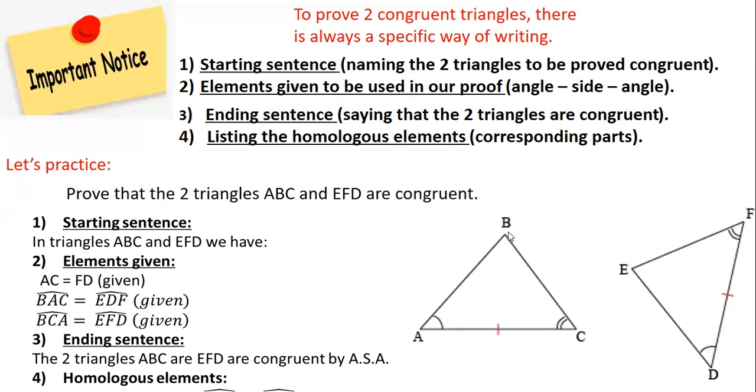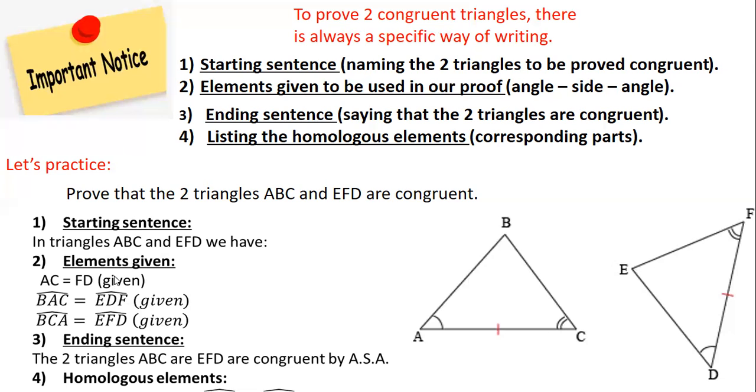So we have angle BAC marked as EDF. Then they are equal. I write angle BAC is equal to EDF. Also, I brought it from the figure, so I write "by given." Now, angle BCA is marked as angle EFD. So these two angles are equal to each other. I write them from the figure, so I write "by given." Everything I bring from the figure, I write "by given."